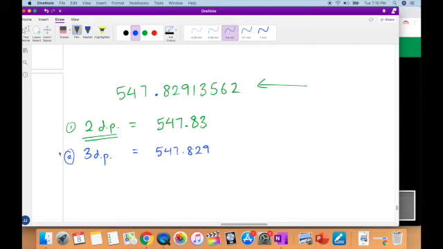Nice. Number 3, give me the same number to 5 decimal places.